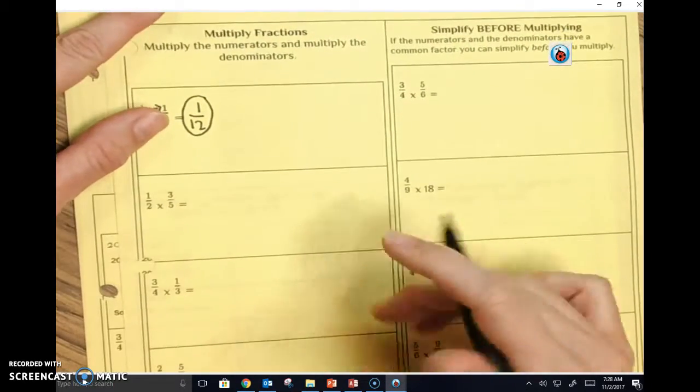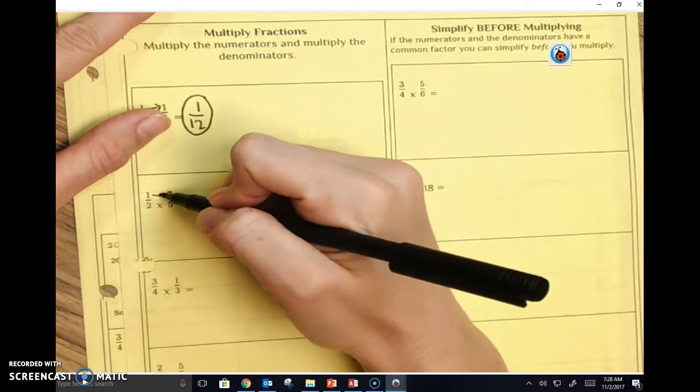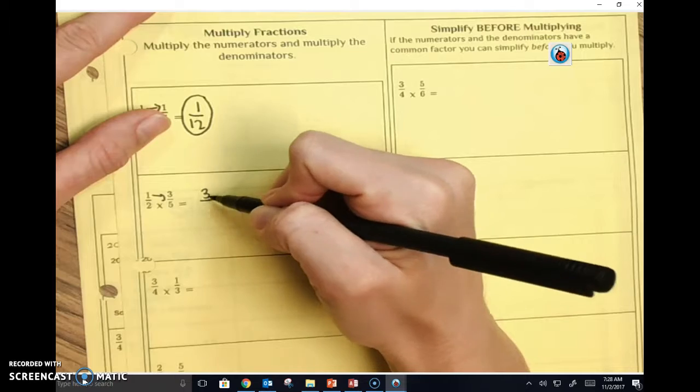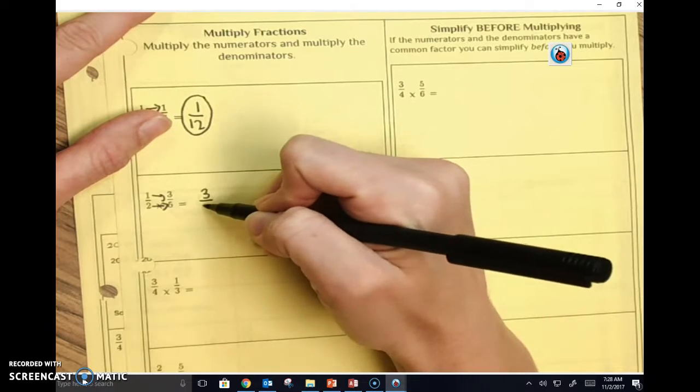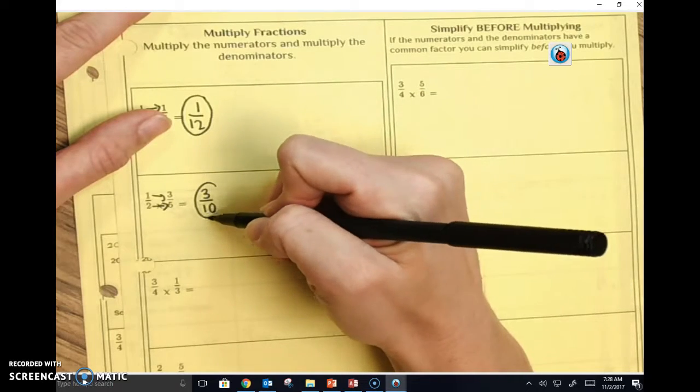Let's go to the next one. I have a half times 3/5. Let's multiply the top numbers. We get 3. Then we're going to multiply the bottom numbers and we're going to get 10. There's no way we can simplify that, so 3/10 is our answer.